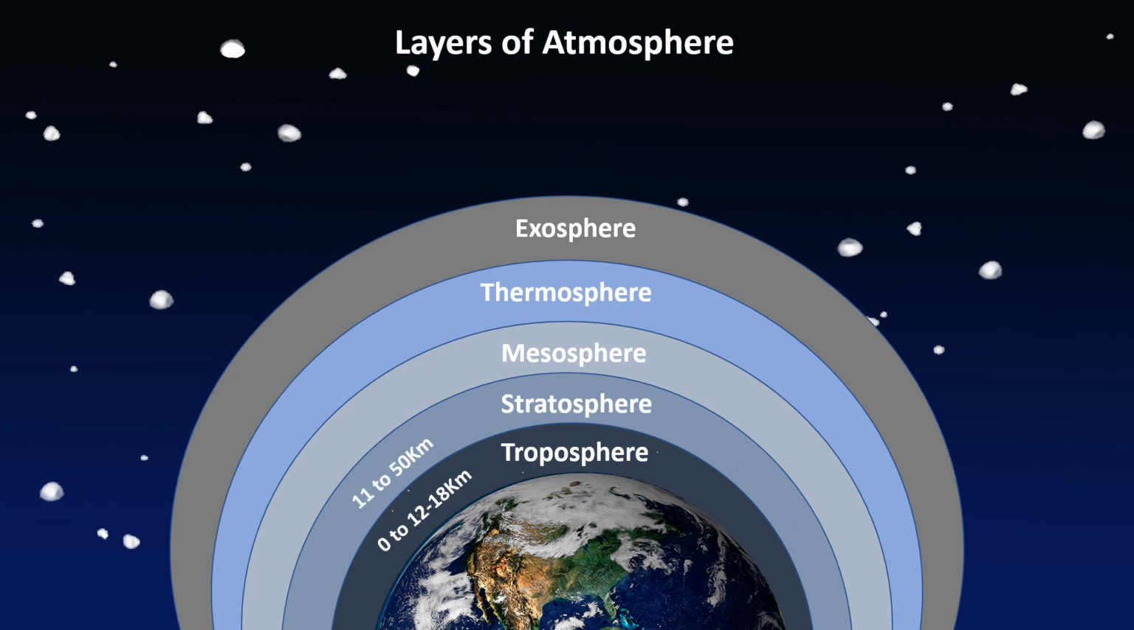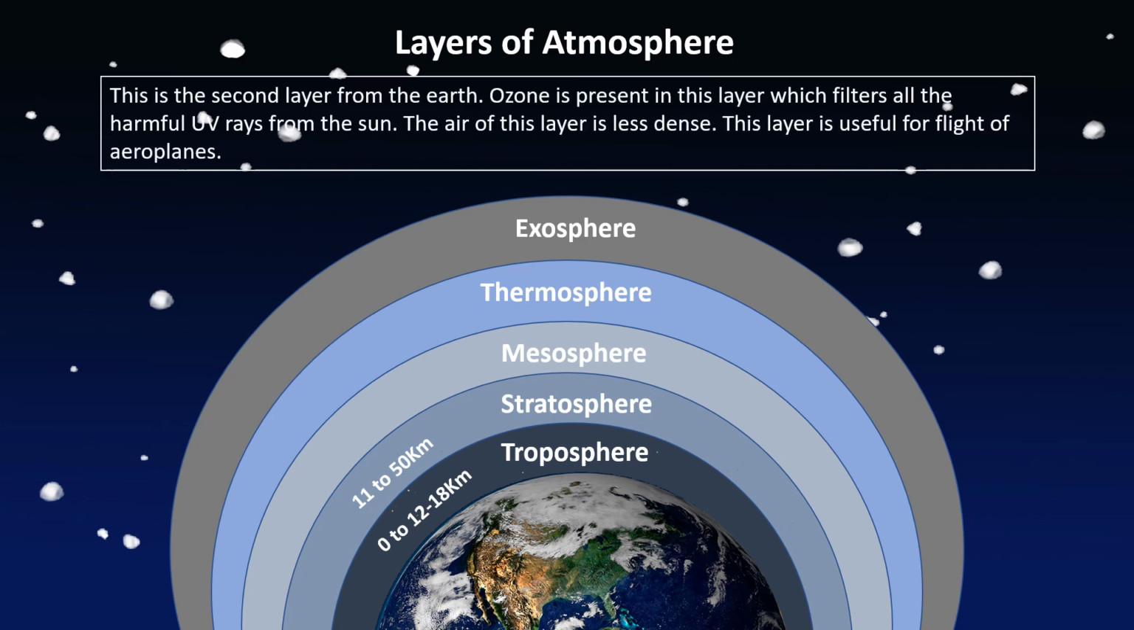Next one, stratosphere. The stratosphere extends from 11 to 50 kilometers and is the second layer from the Earth. The most important ozone layer is present in this layer, and this ozone layer filters all the harmful ultraviolet rays coming from the sun. The air of this layer is less dense, so this layer is very useful for flights and aeroplanes.